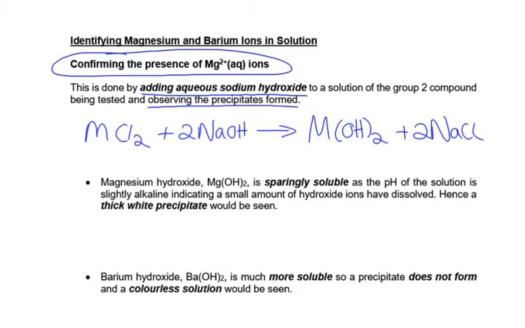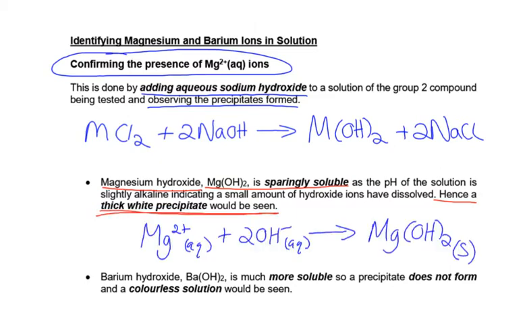So in this reaction they've taken a group 2 chloride plus sodium hydroxide, formed the metal hydroxide that we know it will make, plus the salt. If you started with something like magnesium chloride, you would end up making magnesium hydroxide. We already know that magnesium hydroxide is sparingly soluble, therefore it will come out of solution and you'd see a thick white precipitate. I've written the ionic equation there, so your Mg2+ aqueous ions plus your 2OH- aqueous ions gives Mg(OH)2, and obviously that's a solid, that's the white precipitate that you see.